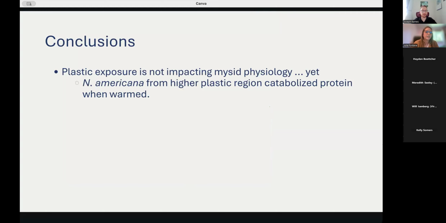So to tie us together here, the plastic exposure may not be impacting mysid physiology, as that's not exactly what we tested here. However, that's not to say that it cannot happen in the future. And it is pretty clear that these mysids from higher plastic locations are catabolizing protein when warmed, meaning they're probably towards that unhealthier scale.